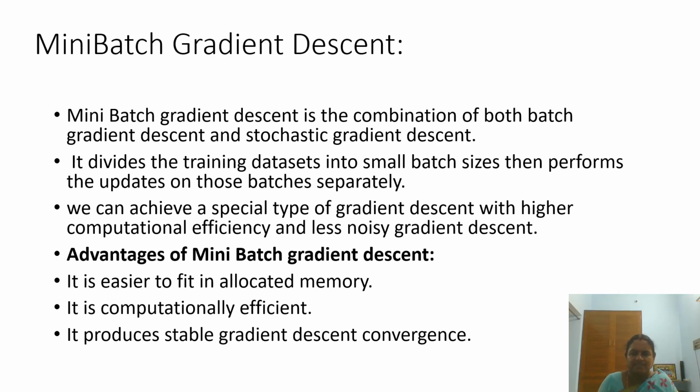Mini batch gradient descent is the combination of both batch gradient descent and stochastic gradient descent. It divides the training datasets into small batch sizes, then performs the updates on those batches separately. We can achieve a special type of gradient descent with higher computational efficiency and less noisy gradient descent. Advantages of mini batch gradient descent include it is easier to fit into allocated memory. It is computationally efficient and it produces stable gradient descent convergence.